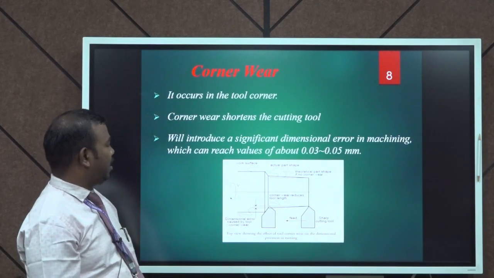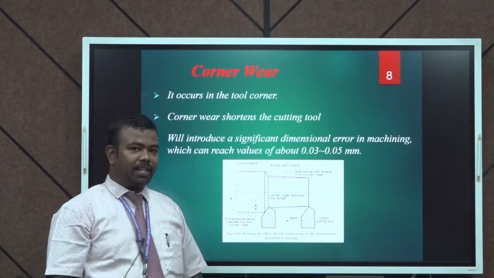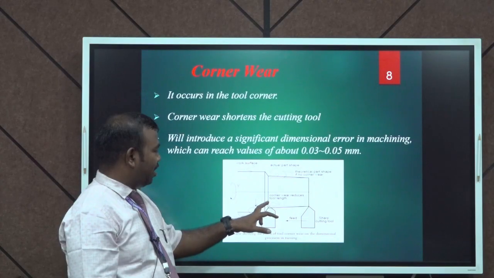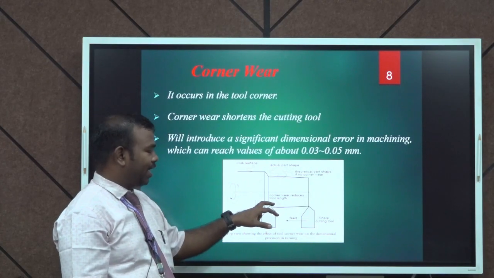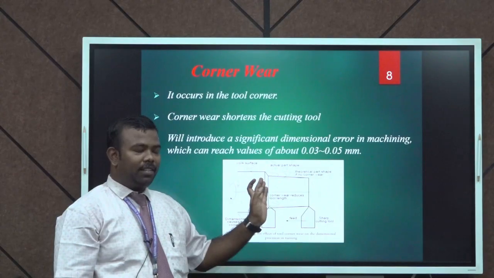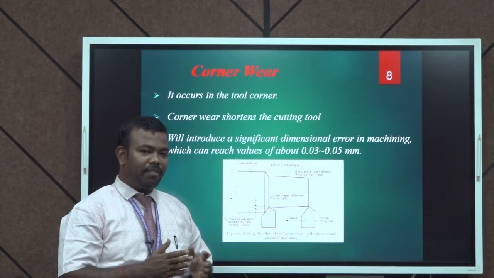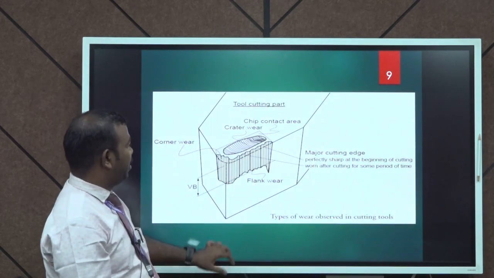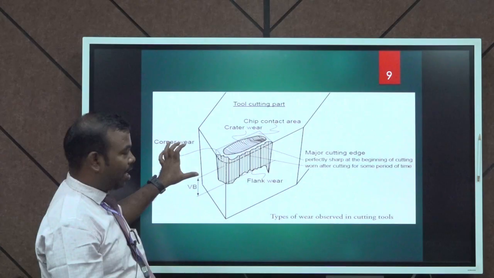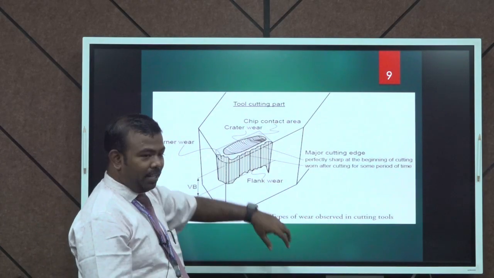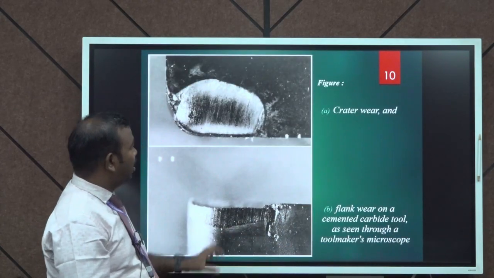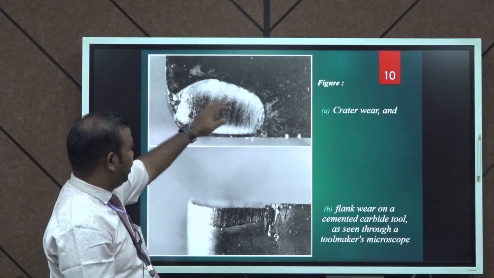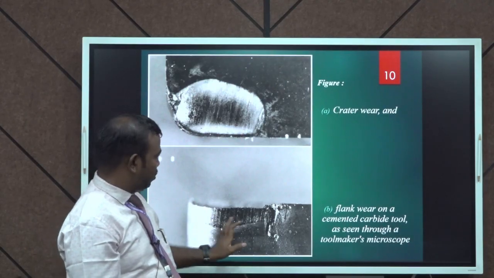Next, there is a non-major wear type, corner wear. In the corner of the tool, the wear mainly happens while we are increasing the tool length. These are the combination of all the types of wear in a single point cutting tool. This is the exact micrographic image of crater wear at the tip and flank wear on the tool surface.